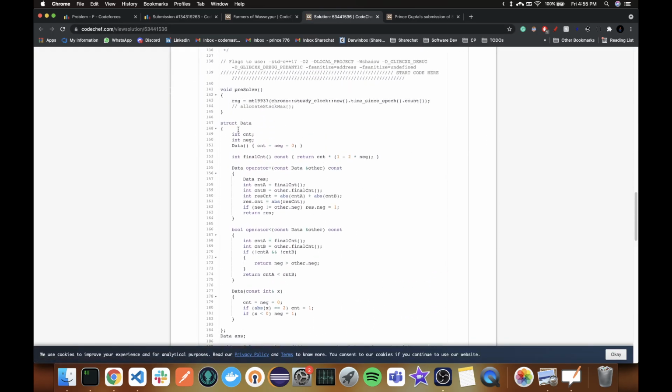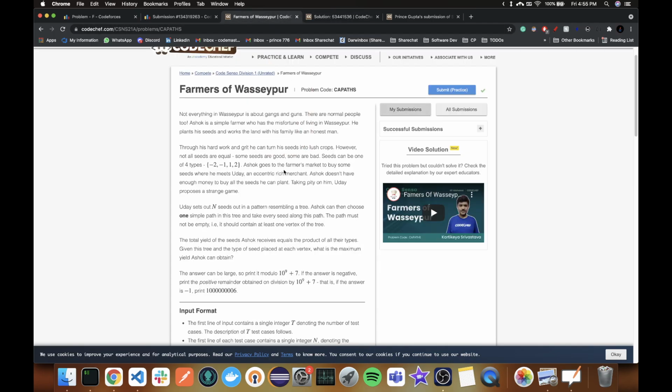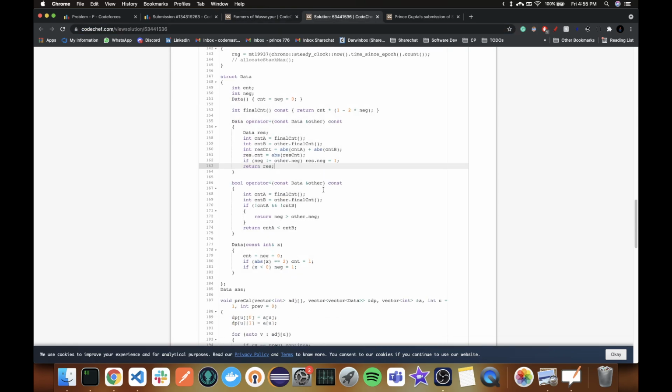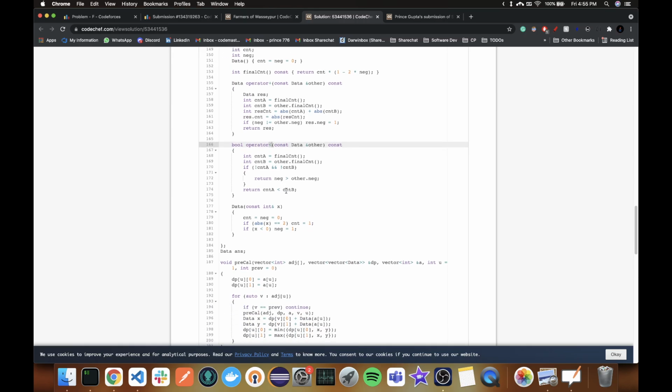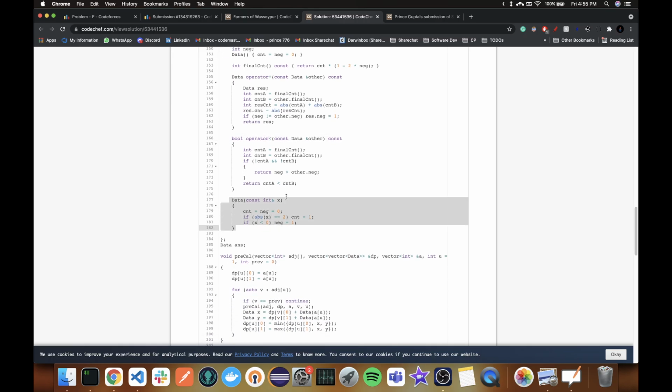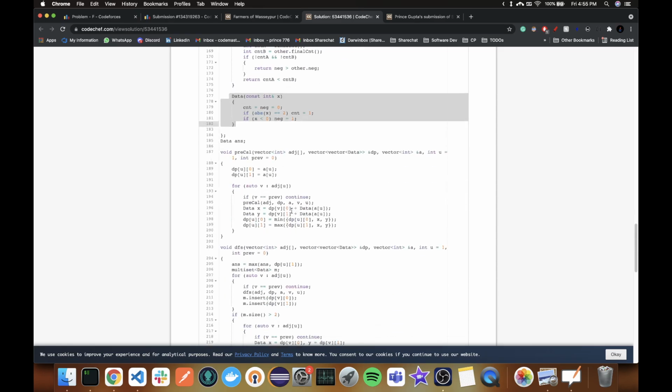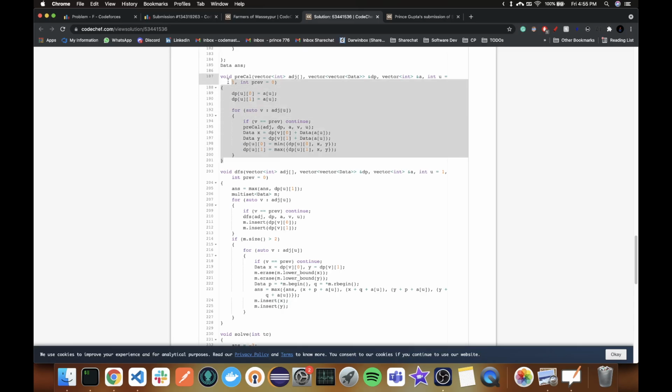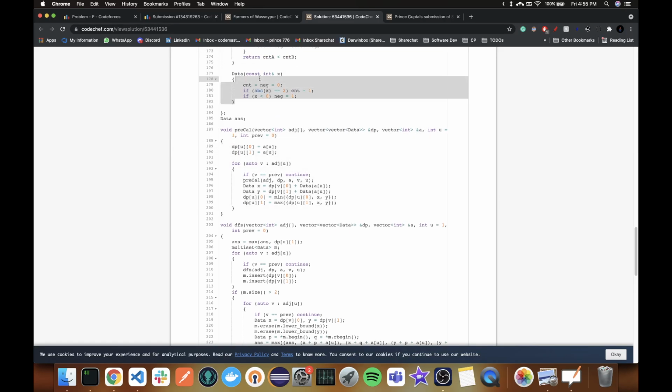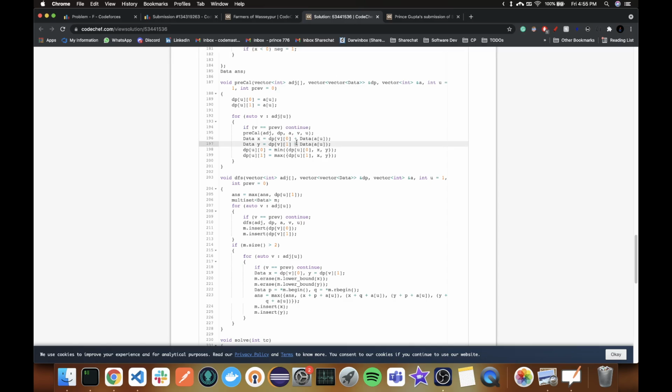I created this structure. What this would store is the number of twos you have and its sign. Is it positive or negative? And instead of multiplication, you do plus. It's basically storing the logarithmic value, also with the sign. And it also has the less than operator defined and a constructor. You can form it from an x. Using this, you can do your normal thing, pre-calculate and treat it just like a number. And instead of multiply, do plus.